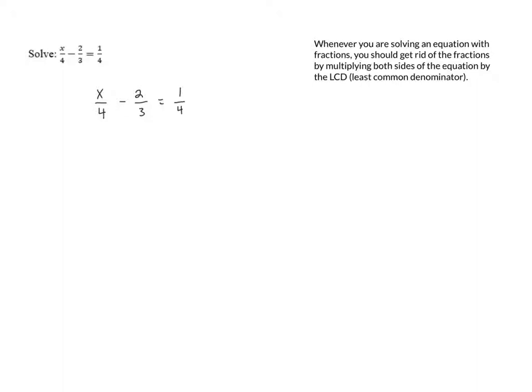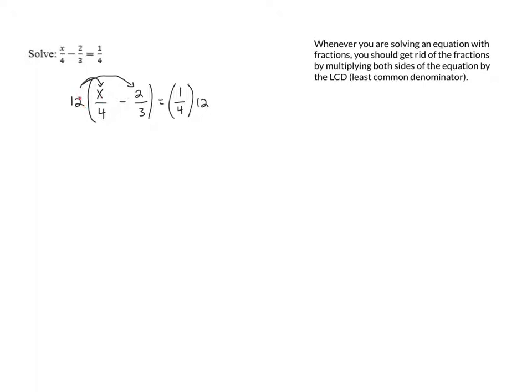Notice that the denominators here are 4 and 3. The LCD between 4 and 3 is 12. It's the smallest number that's divisible by both of those. So we need to multiply both sides of the equation by 12. On the left, this will require distributing. Let's give it a go.